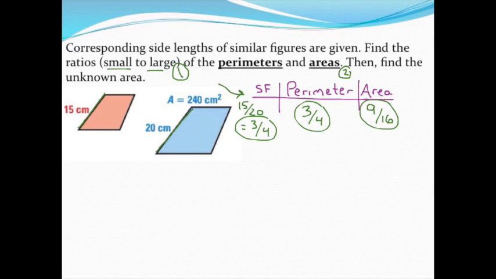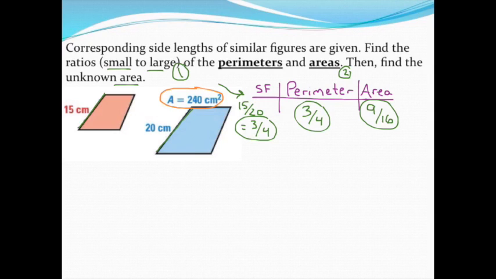So there's step one. And again, even if they didn't ask us to make the chart, I'd always recommend you start with that chart. Part 2 says, okay, now find the area of the small figure. Well, I can see the area of the larger figure was given to me. The area of the larger figure is 240 square centimeters. So I know the smaller figure will have a smaller area, of course.